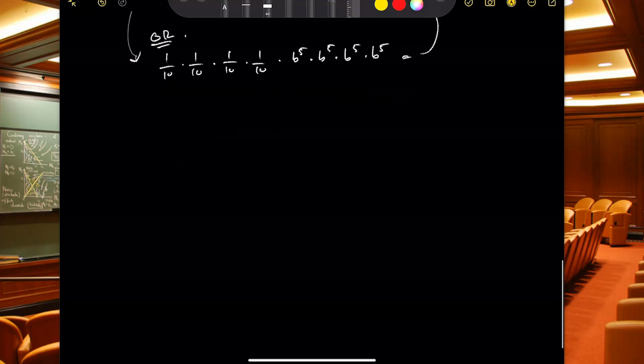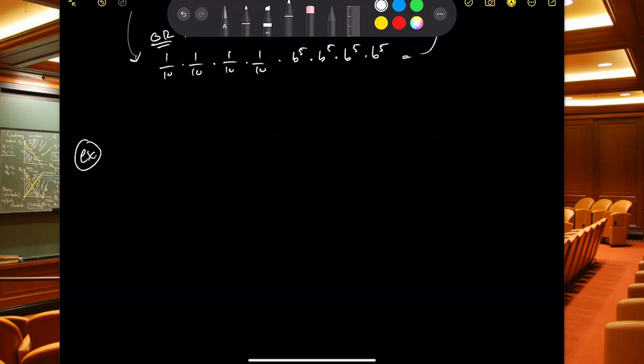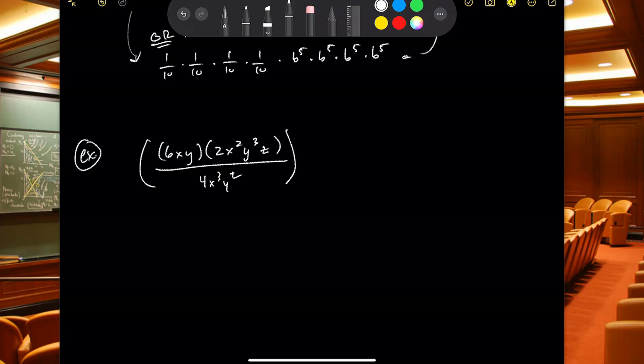And let's just ratchet it up for one more, maybe harder level problem. Let's say I've got 6xy times 2x squared y to the 3rd z, all over 4x cubed y squared. And this is all to the 4th power. This is kind of putting together the last section and this section all in one. So you might even consider doing some practice problems before watching me do this.